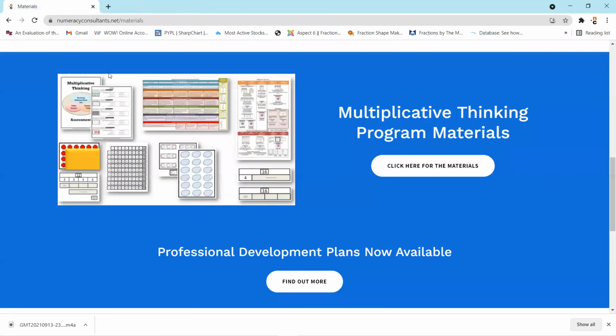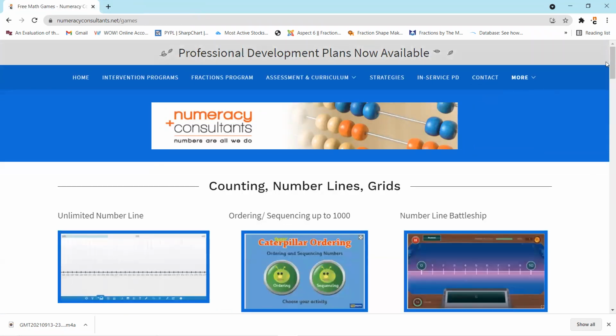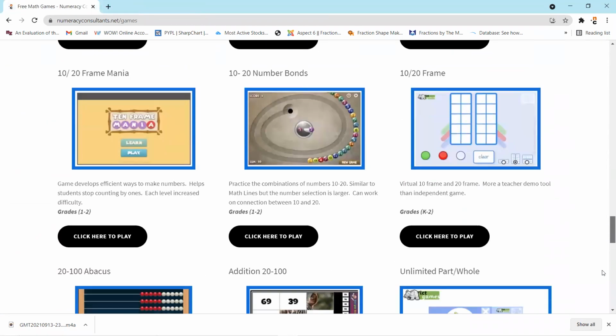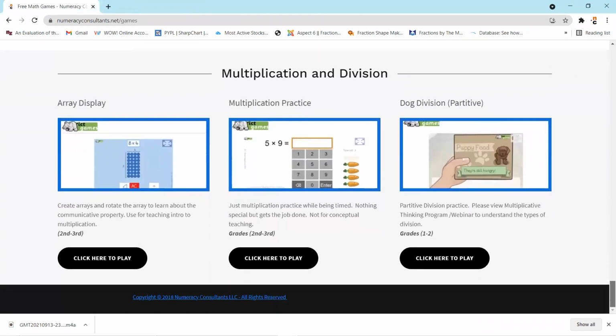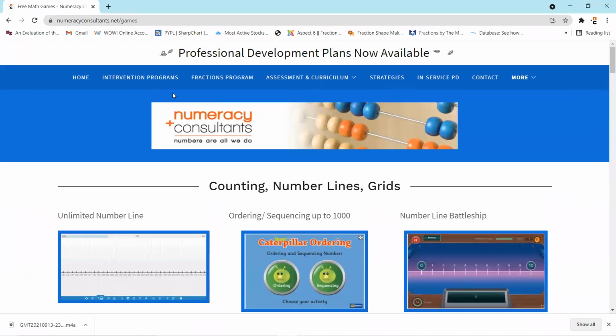So let's go back to the website and I'll show you this. There's a games page. Most of the games are for the numeracy, but there are a couple for multiplication division at the very bottom, I believe. Yep, there's multiplication division. So there's a couple games on the games page.